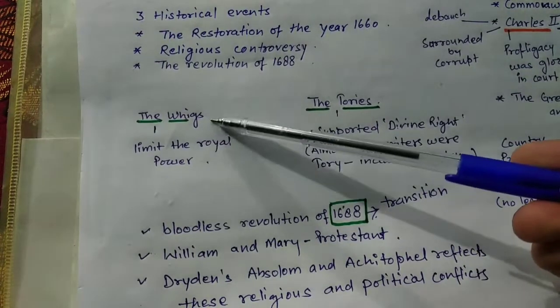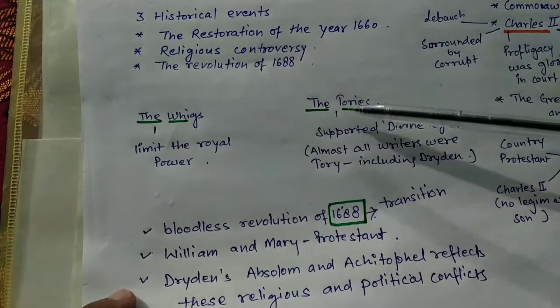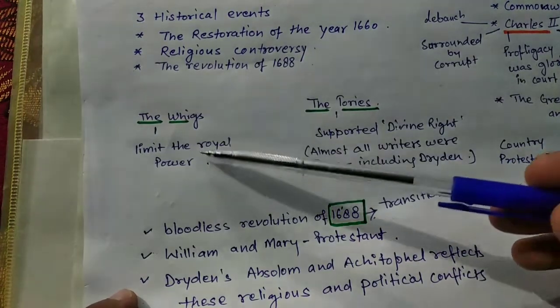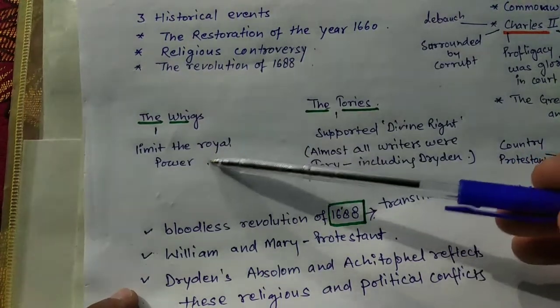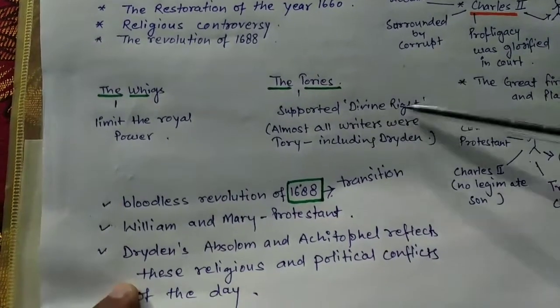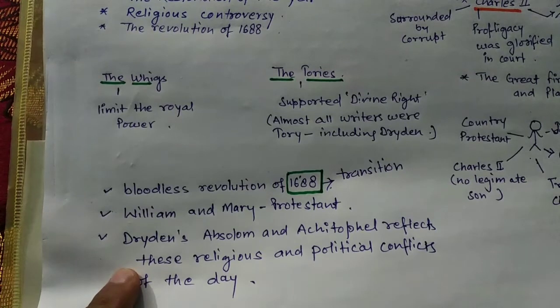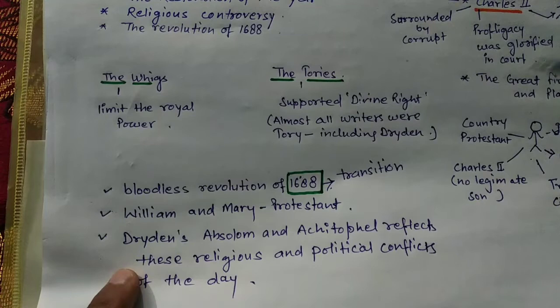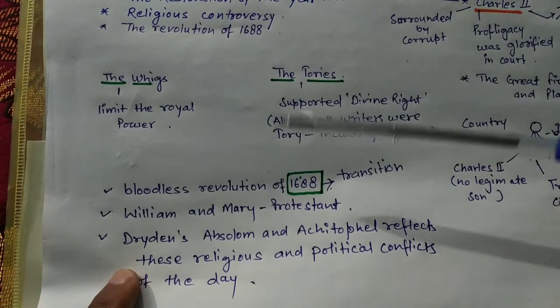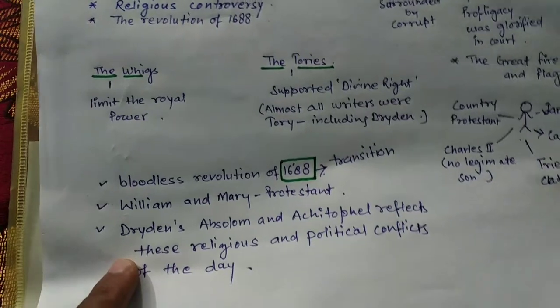So both groups were called the Whigs and the Tories. So first was Whigs. Whigs were who wanted to limit the royal power, and second were the Tories who supported divine rights. Divine right to the king means he is, you know, all in all there, means the king is all in all, they think, and they support this notion.